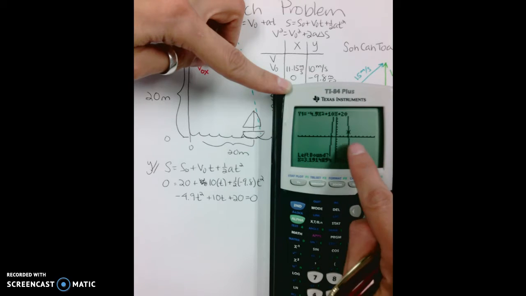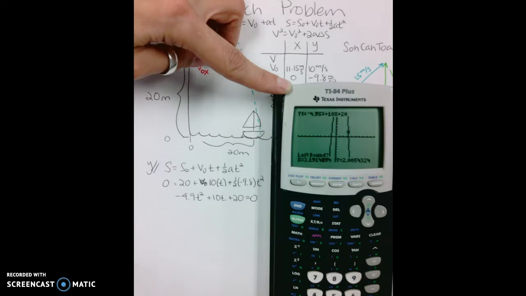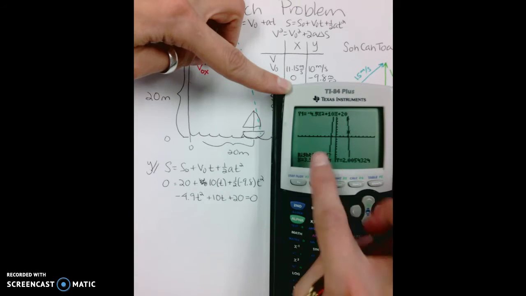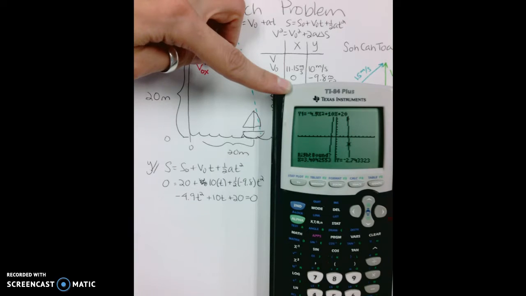Until I see that the cursor is to the left of the 0, I'm going to hit enter. And then it's going to ask for a right bound. So I'm going to move my cursor forward to the right, so it's to the right of the 0, and then I'm going to hit enter. And then it asks to guess. So I'm going to move it closest to 0 as I can get it and hit enter again.